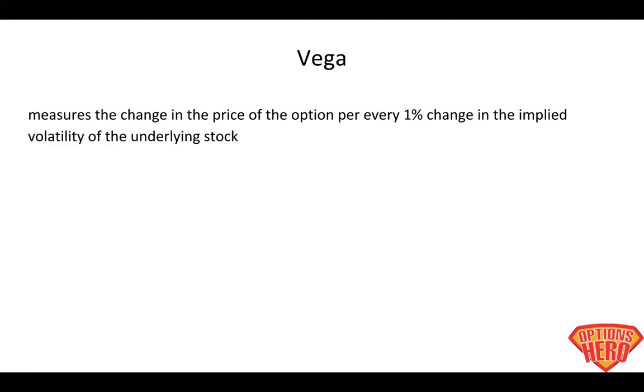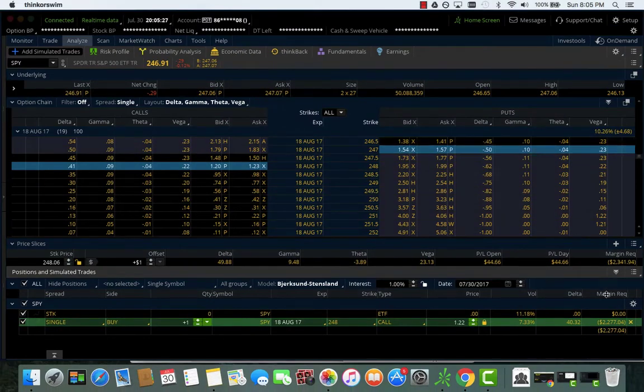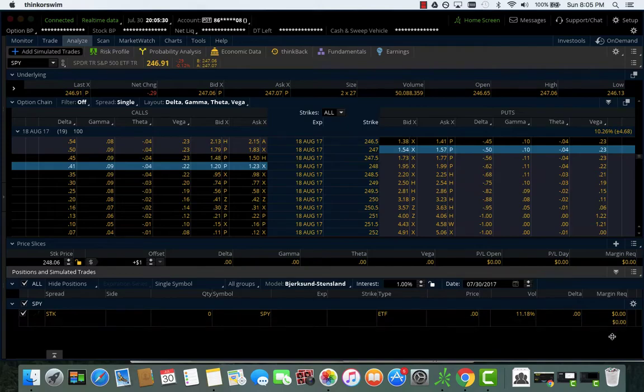Cool. Let's move on to the last one. Vega. Vega measures the change in the price of the option per every 1% change in the implied volatility of the underlying stock. So this is something that is not 100% critical to know at this point. However, it's just a good thing to know. So what Vega says is, if the expected move or implied volatility goes up 1%, then we expect that the price of the option will go up accordingly with our Vega.